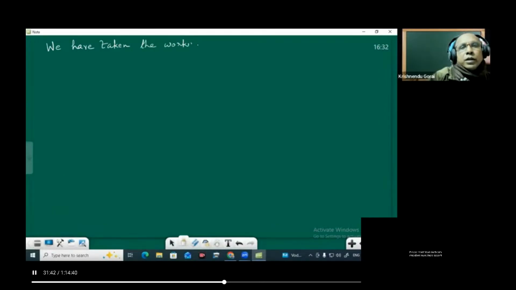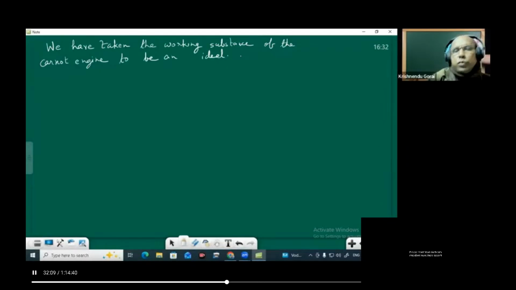We have taken the working substance of the Carnot engine to be an ideal gas. What is the meaning of ideal gas? Ideal gas means those gases which follow the equation PV equal to mu RT. I already told you in the previous class, right? So what are ideal gases? Those gases which follow this equation, PV equal to mu RT, are known as ideal gases.